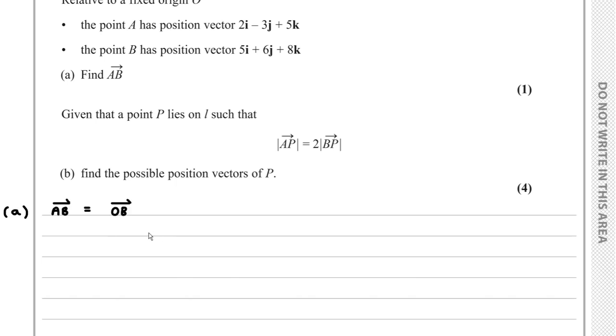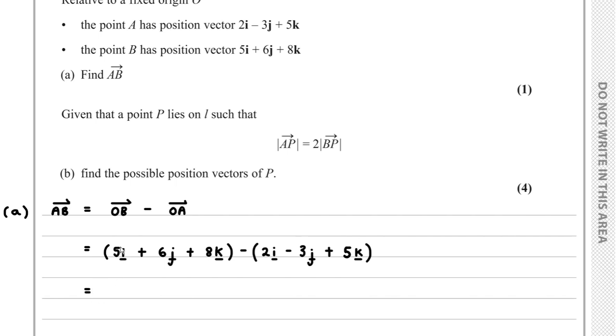The vector AB is equal to the vector OB subtract the vector OA. So, the vector OB, that's equal to 5i plus 6j plus 8k, and we subtract from this the vector OA, which is 2i subtract 3j plus 5k. 5i subtract 2i, that's 3i. 6j subtract negative 3j, that's 9j. 8k subtract 5k, that's 3k. So the vector AB is equal to 3i plus 9j plus 3k.